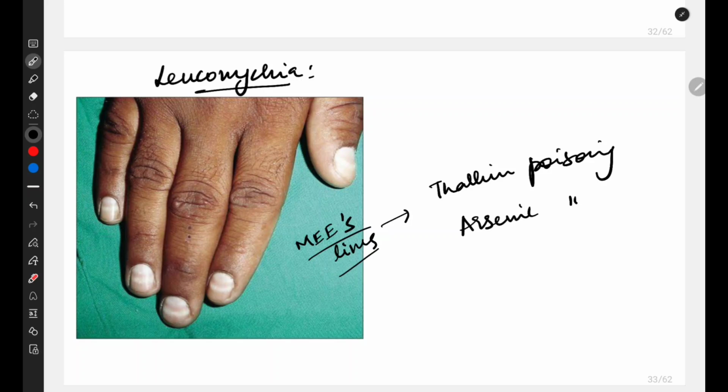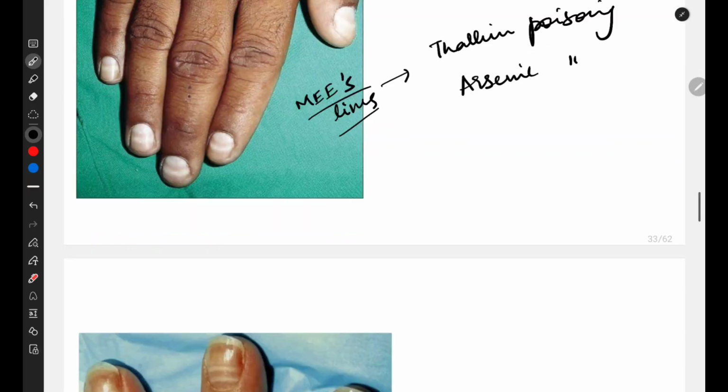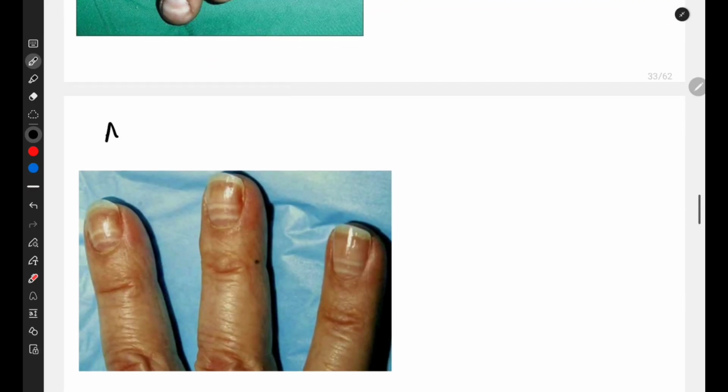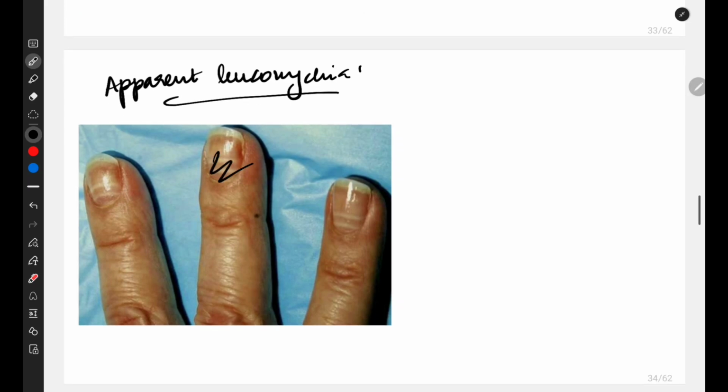So these Mees lines, if we try to press it, the white line doesn't fade away. This is called true leukonychia. There is something called apparent leukonychia. In this, if you try to blanch the nail surface, then the white lines will disappear. So that's called apparent leukonychia, and these parallel lines are called Muehrcke lines.